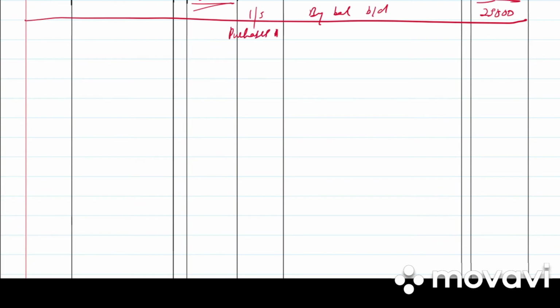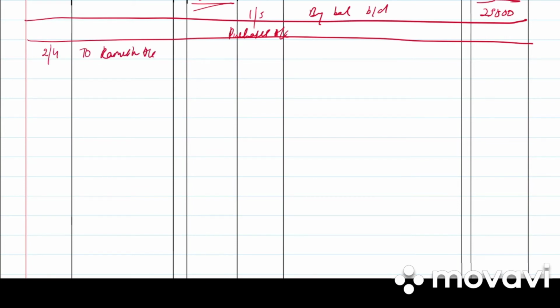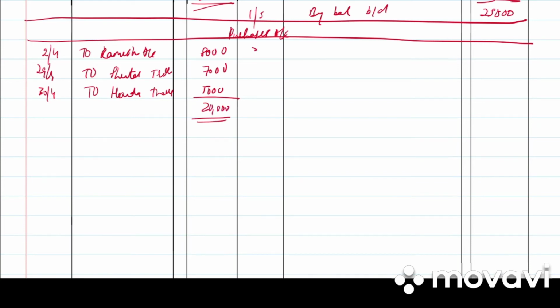Next we have purchases account. 2nd April to Ramesh account 8,000. 29th April to Sheetal Traders 7,000. 30th April to Handa Traders 5,000. What is the total? 20,000. So 30th April by balance carried down 20,000. On 1st May, to balance brought down 20,000.